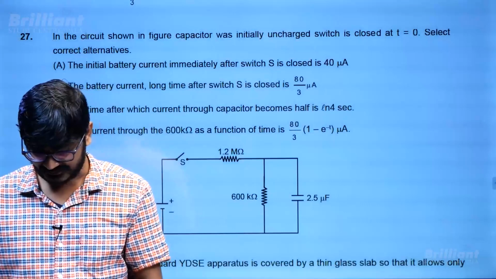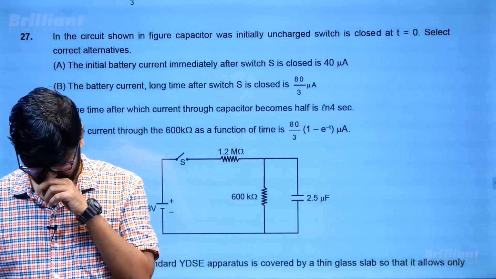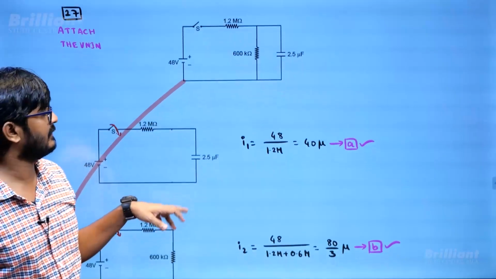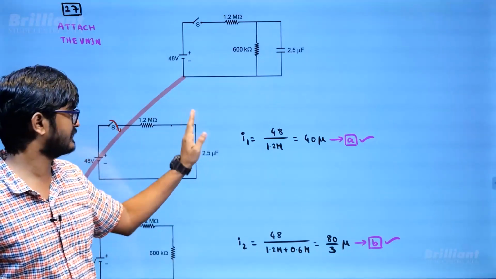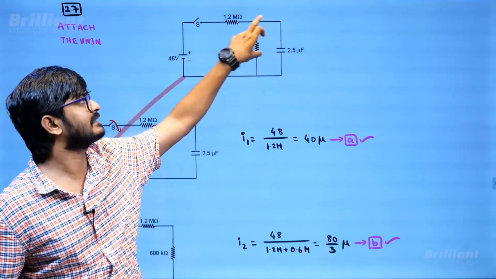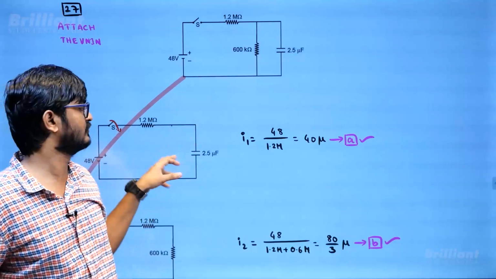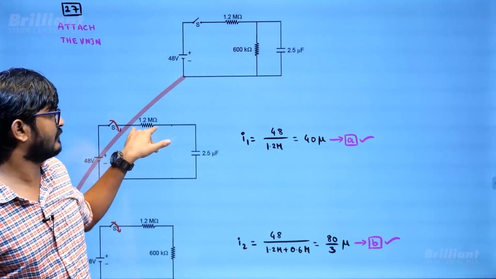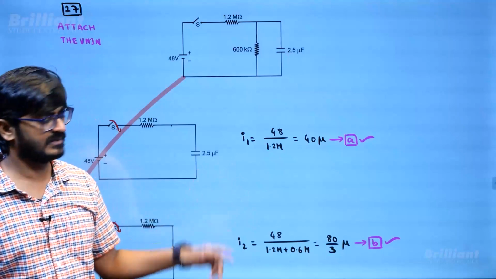In the circuit shown, the capacitor was initially uncharged, the switch is closed, so you need to select the correct alternatives. When the switch is closed, initially what will happen? This capacitor will act like a short circuit, right? It will be getting charged, but it acts like a short circuit. So the potential difference across this one is going to be 0 at that moment and no current will flow through this. So I just removed it. If you want to find the current, you can find 48 by 1.2 mega, which is going to be 40 micro. So from there you will get option A as correct.